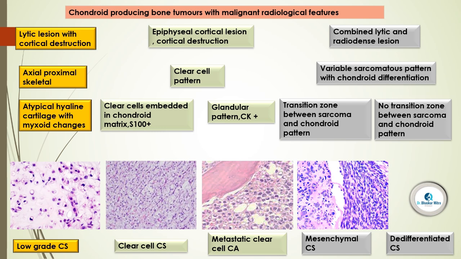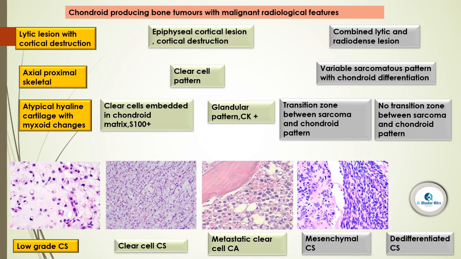There may be the presence of a fair number of sheets of clear cells embedded in the chondroid matrix. It is again a malignant feature with the radiology. Again it's a chondrosarcoma with a clear cell appearance. Again S100 positivity can be seen. So this is clear cell chondrosarcoma.